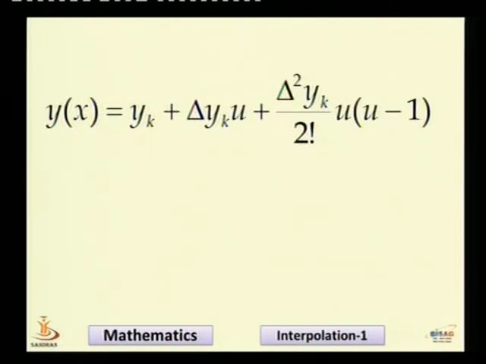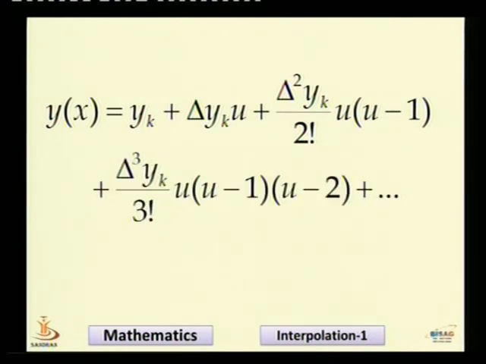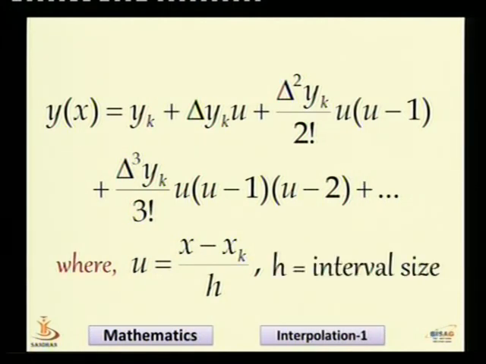forward difference interpolating polynomial takes the form yx is equal to yk plus delta yk u plus delta square yk by 2 factorial u minus 1 plus delta cube yk by 3 factorial u minus 1 u minus 2 plus and so on, where u is defined as x minus xk upon h, and h is the interval size.